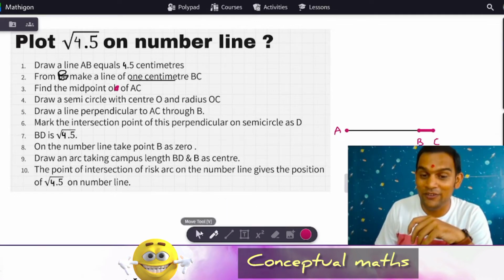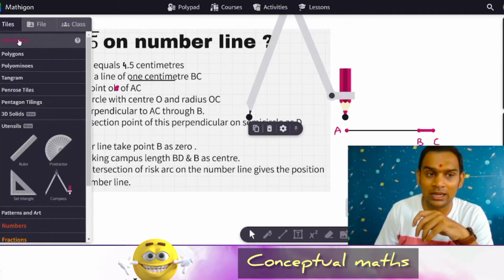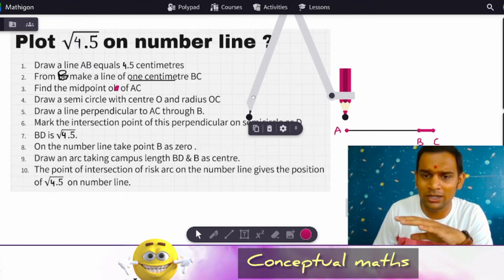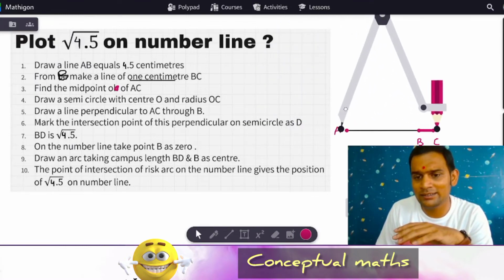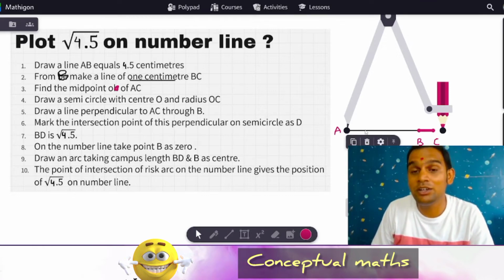Now that is a very, very important concept we must always remember. So how do we do that? We will do it with the help of a scale. Now there's one thing you can do. You can either measure the length of AC by the scale and then try to find the midpoint. But we will try to understand a little more geometrical way.